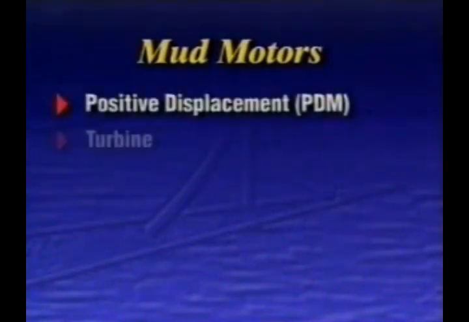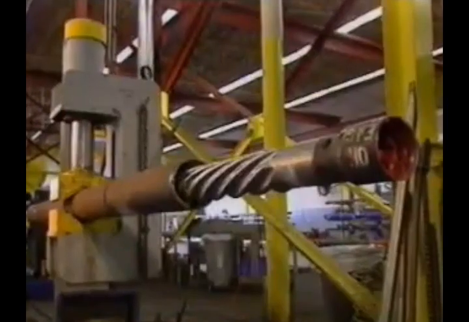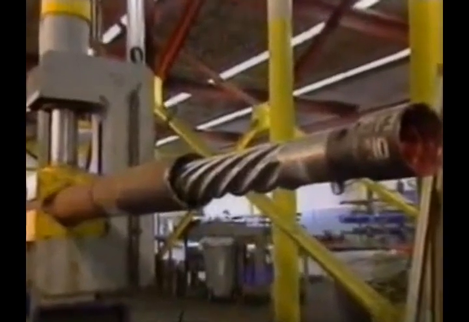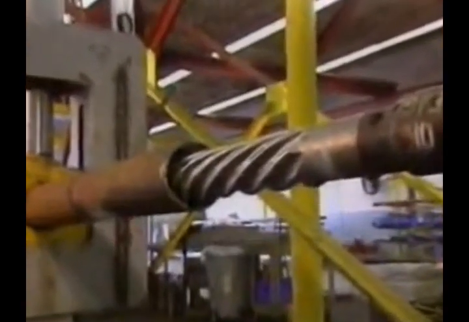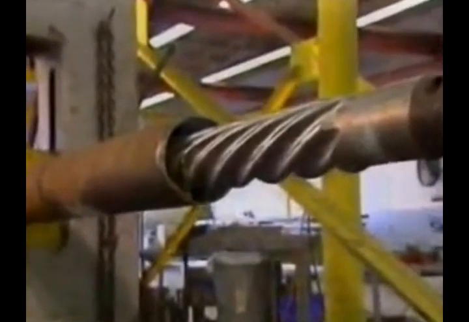Downhole motors are commonly known as mud motors because they're driven by the circulation of the drilling mud. There are two basic types of mud motors: positive displacement motors and turbine motors. The positive displacement motor, or PDM, is easily the most versatile tool for building or maintaining hole angle.